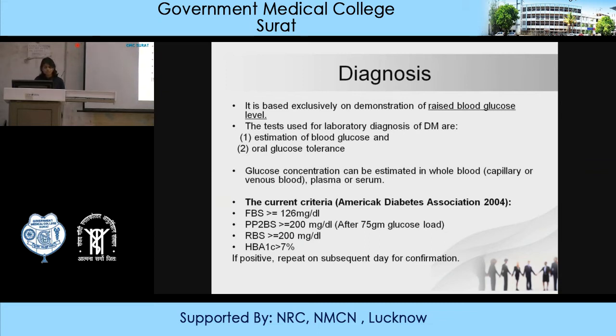Glucose concentration can be estimated in whole blood, that can be either capillary or venous blood, as well as in plasma or serum. However, the values may slightly differ according to their native values.